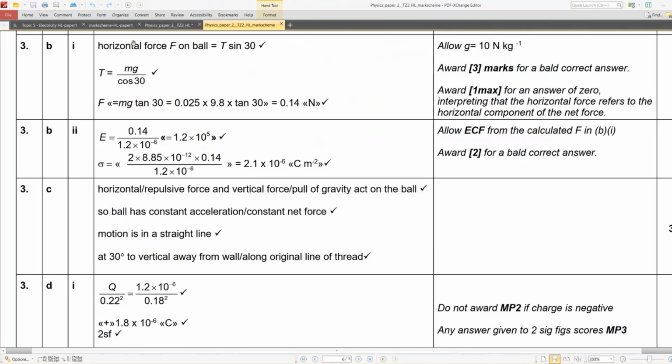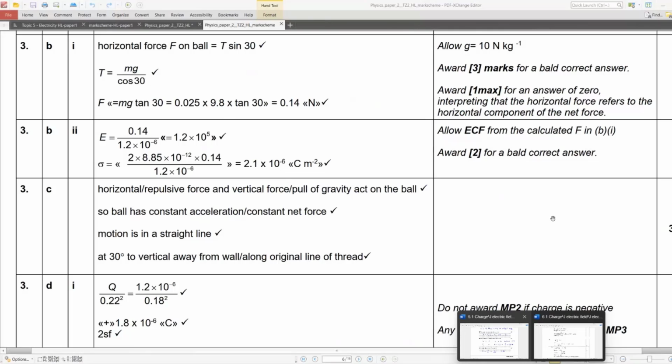Horizontal repulsive force and vertical pull of gravity act on the ball, 2 forces. The ball has a constant acceleration. The motion is in a straight line. Yes, because the 2 forces are constant, so the total force is also constant, and therefore it moves in one direction, a straight line. And the angle is 30 degrees to the wall, away from the wall, along the original line of the thread.